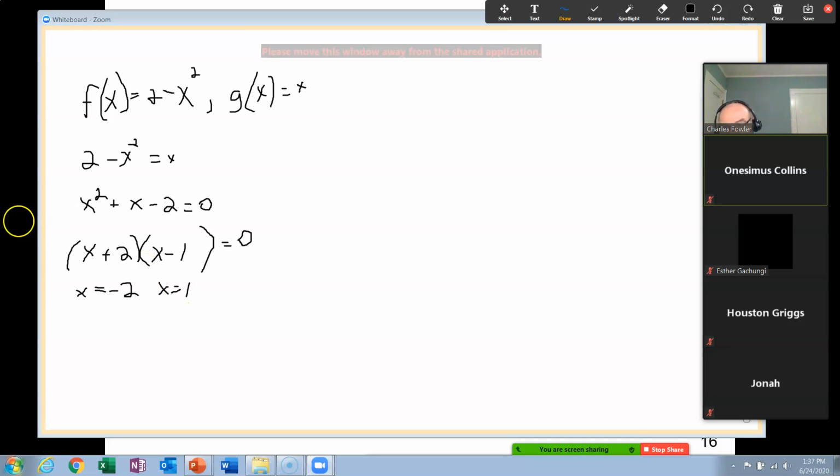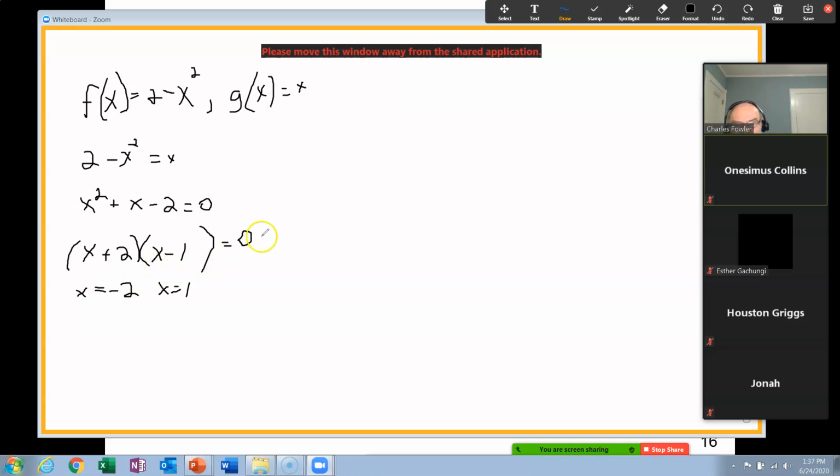The intermediate step, of course, is to set each of these equal to 0 because of the zero product principle. If the product of these two is equal to 0, either x plus 2 is equal to 0, which yields x equal minus 2, or x minus 1 is equal to 0, which yields x equal 1. If you do the math, you'll see that. So we're going from minus 2 to 1.